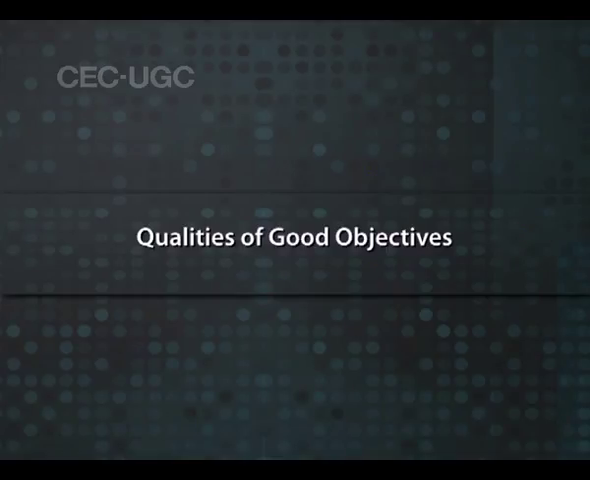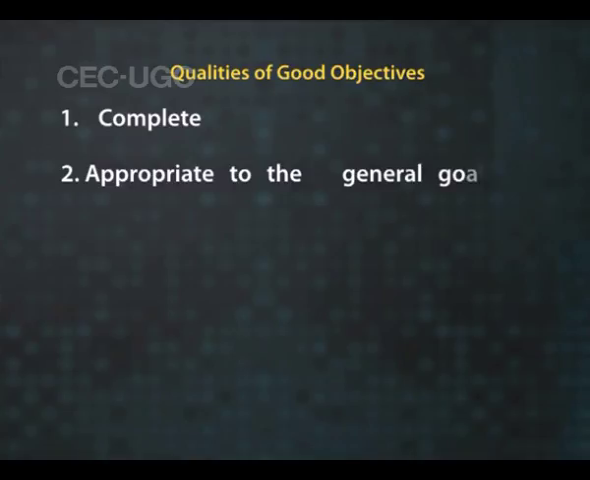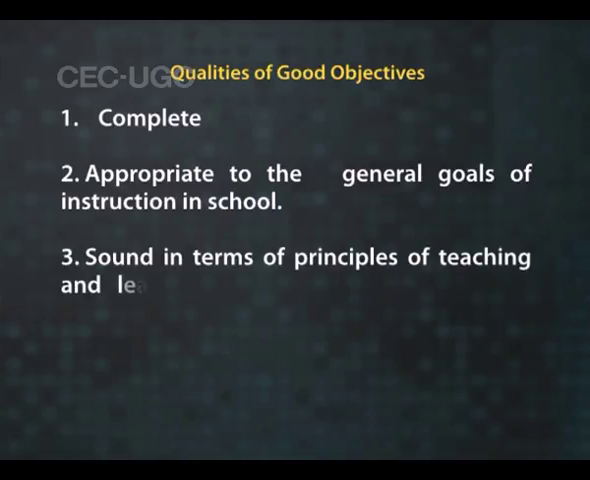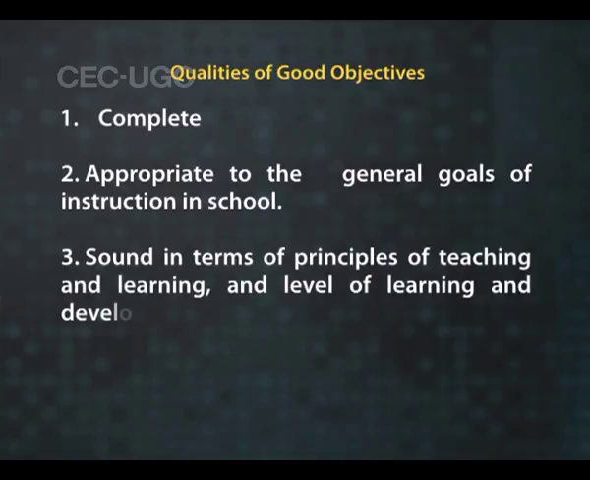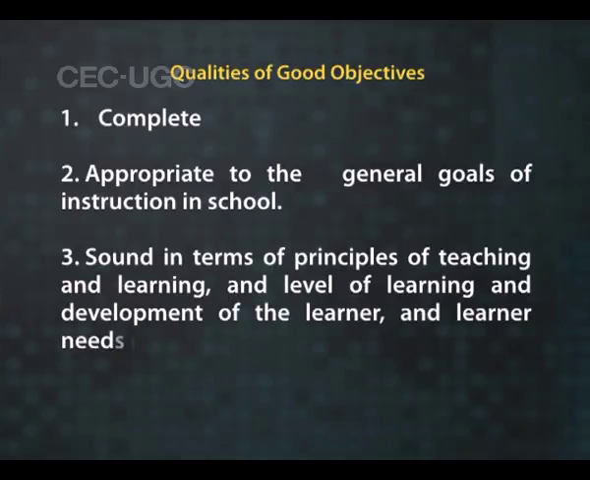Qualities of good objectives. Keep the following qualities for the objectives you state. Effective objectives need to be complete with respect to all the aspects of the subject or unit. It must be complete in terms of higher order thinking skills and effective outcomes of learning. Appropriate to the general goals of instruction in school. Sound in terms of principles of teaching and learning and level of learning and development of the learner and learner needs in present and future.